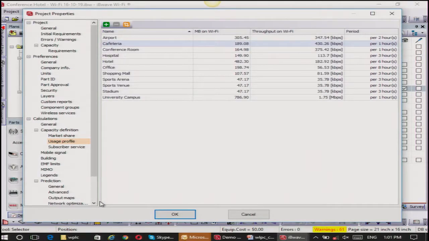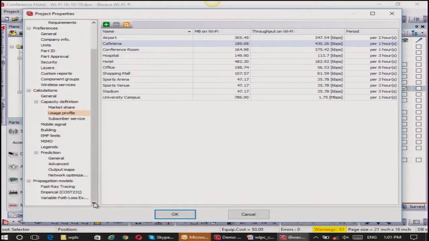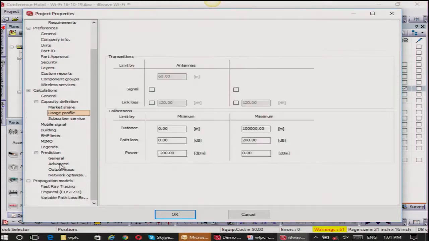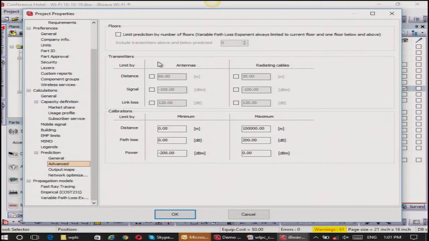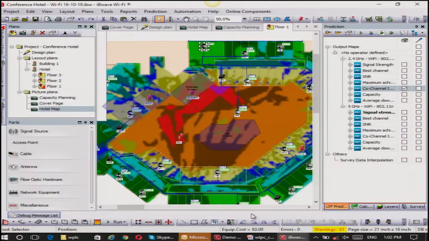Now, once you have done all this, it is important to also say when you are doing the analysis that there are venues where you don't really need to have multiple floors, simple venues, but if the venue is complex, then here basically you do not limit prediction by the number of floors.